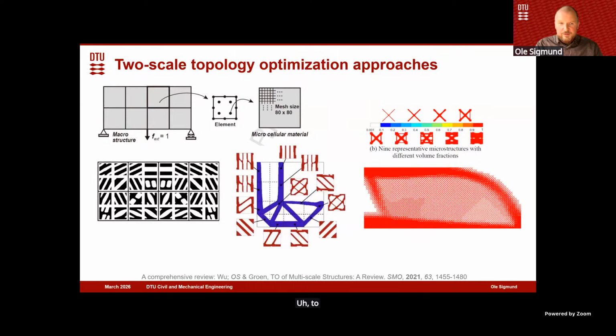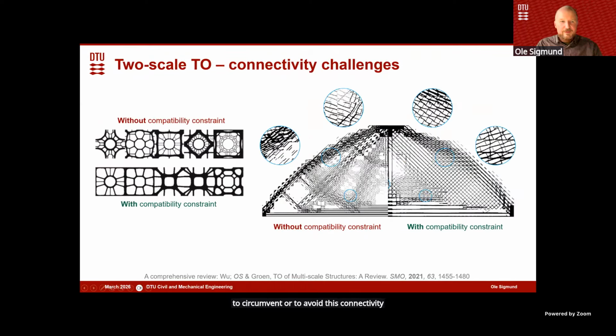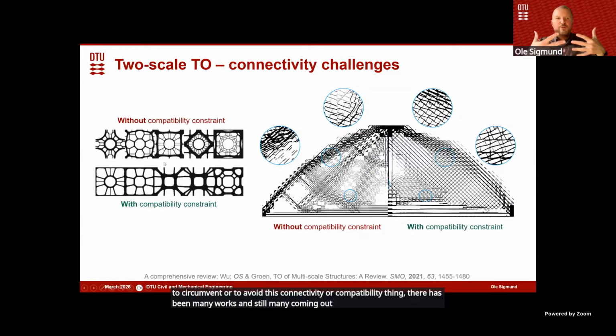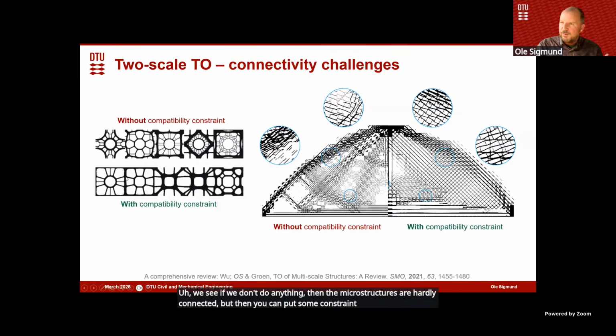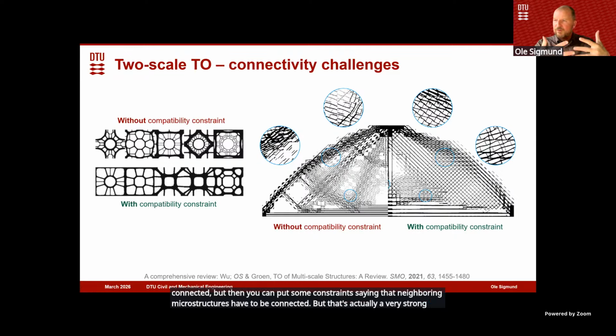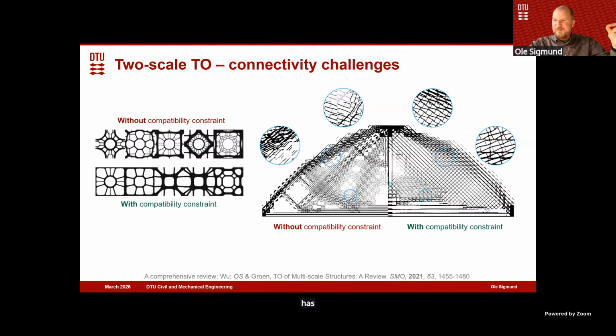To avoid this connectivity or compatibility issue, there have been many works, and still many coming out, on connecting two neighboring microstructures. In this case, I borrowed from some work out there. We see if we don't do anything, then the microstructures are hardly connected, but then you can put some constraints saying that neighboring microstructures have to be connected. But that's actually a very strong constraint, because if two neighboring microstructures have to be connected, it also means that a microstructure at the left end of the structure has to be connectable to the right edge of the structure. So it's a very strong constraint.